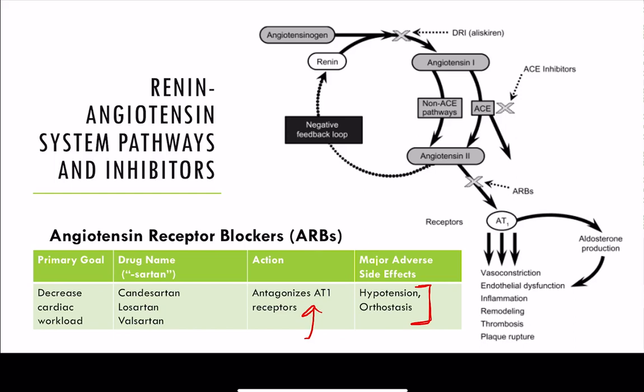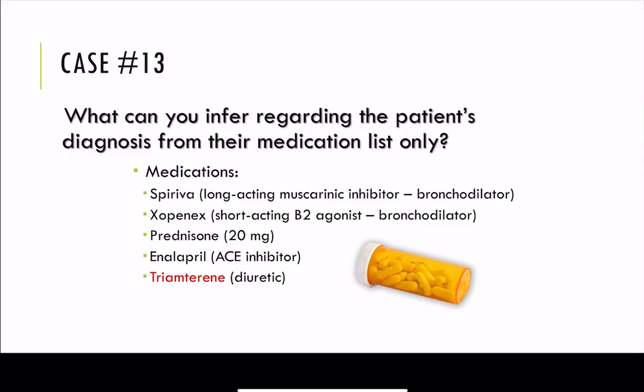So a patient could be prescribed either one of these drugs. ACE inhibitors are much, much cheaper than angiotensin receptor blockers. So typically patients would start on an ACE inhibitor, and if they tolerate it well and it works for them, then they would stick with that unless there's some other medical reason related to the ARB use. The last one on the list is the diuretic.